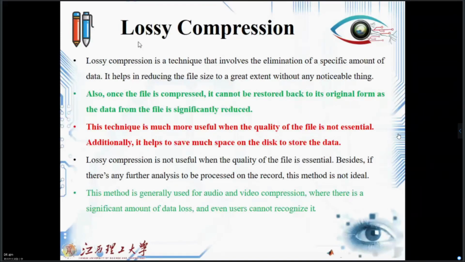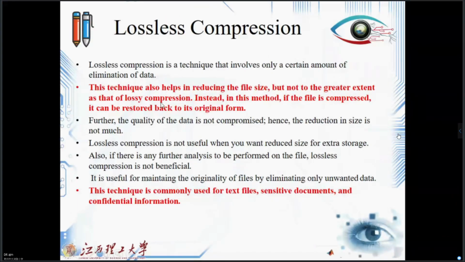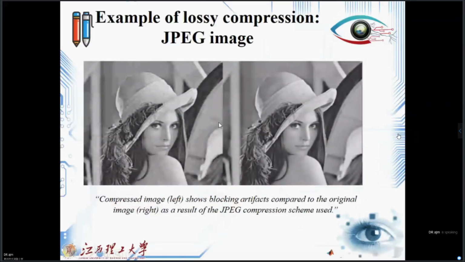An example of lossy compression is this Lena photo. The one at the left shows the blocky artifacts compared to the original one as the result of JPEG compression, which is used. I don't know how much is visible from your side, but between the right side and the left side there are some differences and some corruption, here and even here in this photo. And then you will see the effect of these methods.